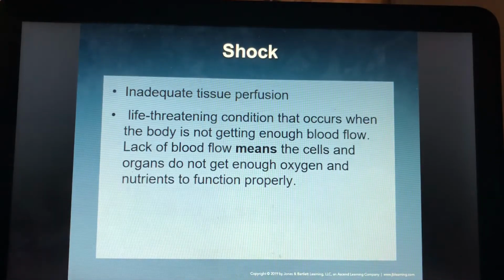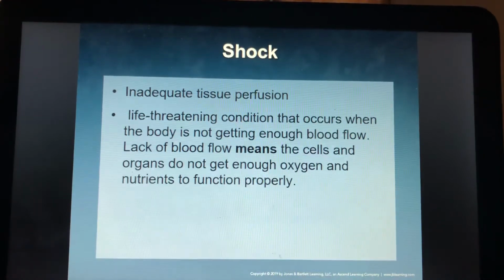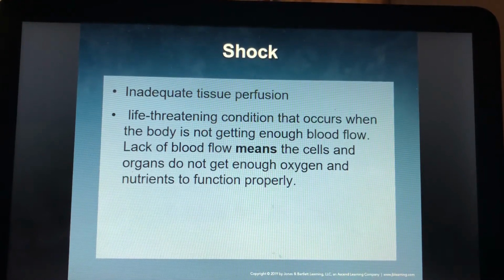Also, on the flip side of that, again, the cells make and have waste, CO2. If they cannot get rid of that, it's going to start causing acidosis. Too much CO2 means acidosis. They're acidotic. And that's bad. That messes with the pH of the person's body. That's bad juju.